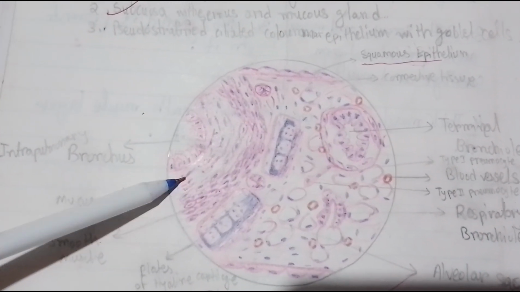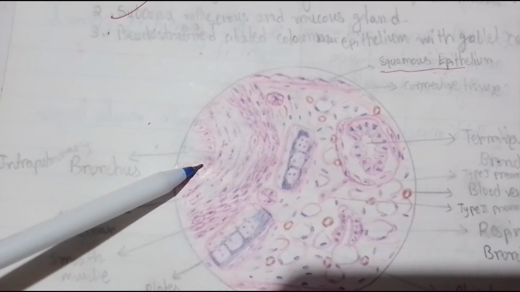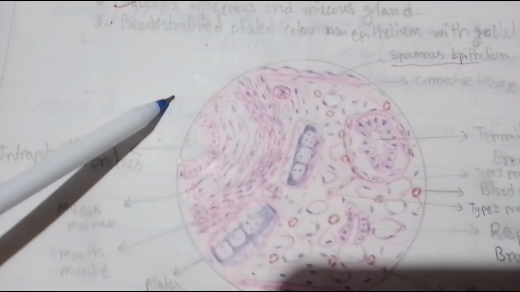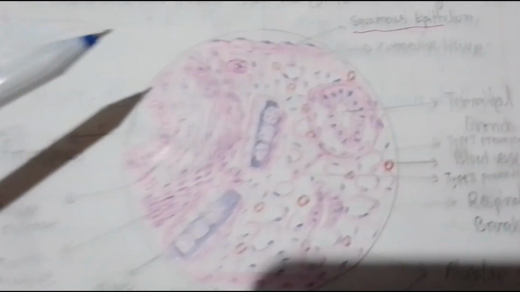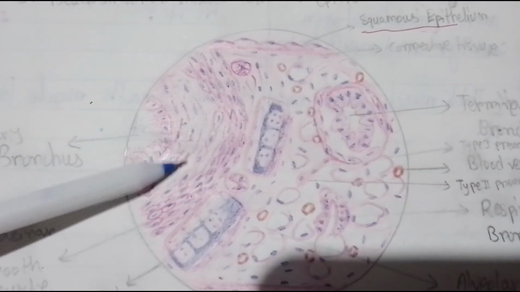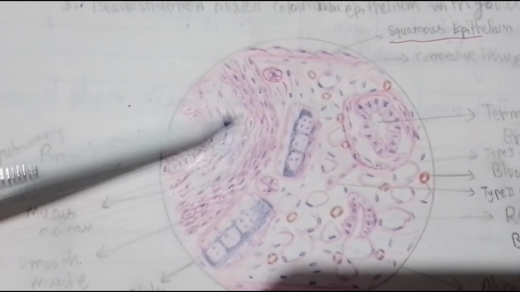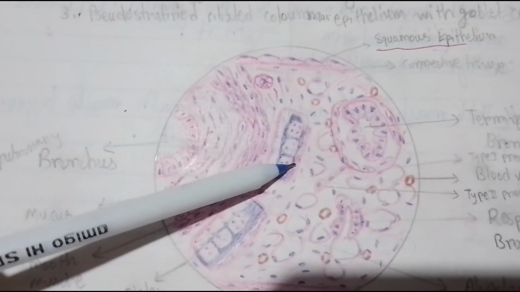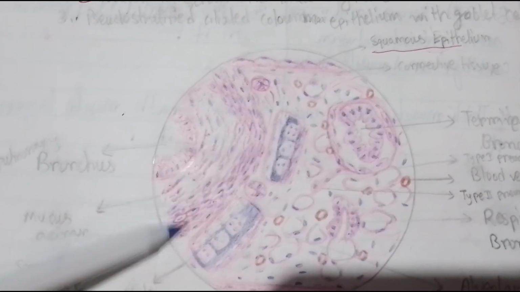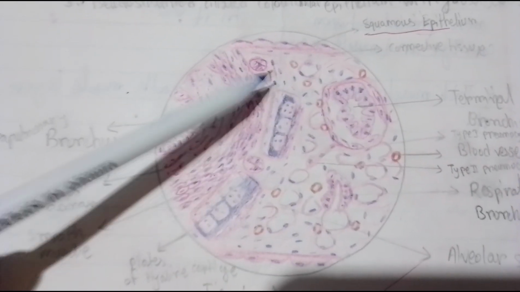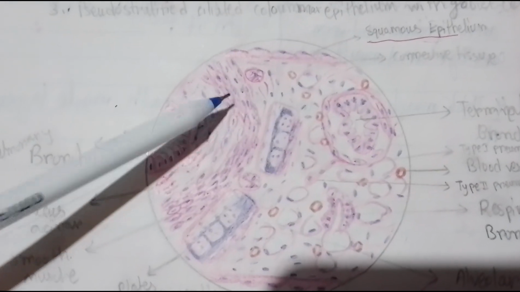bronchiole. This is made up of lining epithelium, pseudostratified columnar epithelium with goblet cells, and then the lamina propria layer, which consists of acini, then the muscle layer, and then the hyaline cartilage layer, or we can say plates of hyaline cartilage. This is just similar to the trachea, which we've already seen.